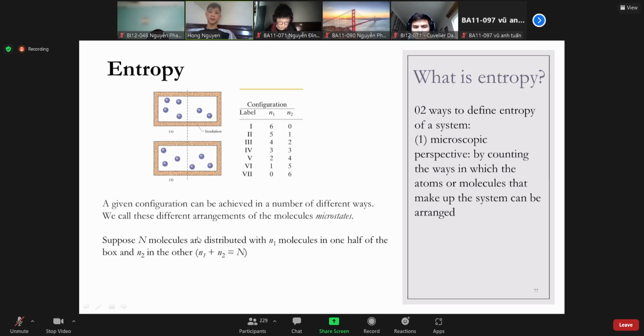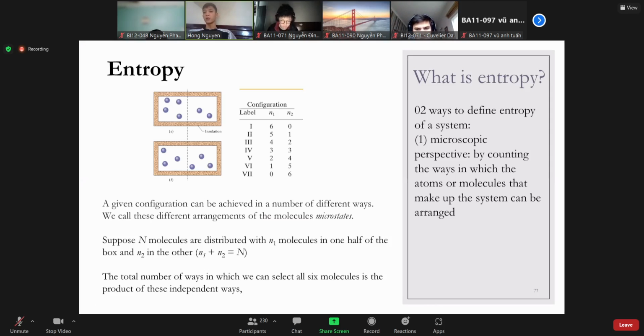We suppose that the n molecules, the number of molecules that we have, are distributed with n1 molecules in one half of the box and n2 in the other half. Of course, we have n1 plus n2 equal the big N, the number of molecules. So we can calculate the total number of ways in which we can select all 6 molecules.